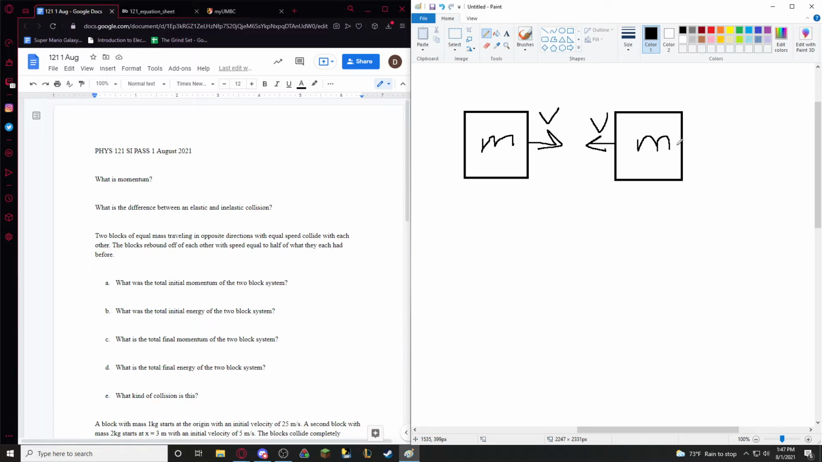Energy isn't a vector quantity. Even if the velocity was negative, it would turn positive with the square. So the total kinetic energy has to be the kinetic energies of both blocks added to each other. So essentially, it's half mv squared for the first one, and half mv squared for the second, and they add together to equal 1 mv squared. So momentum is equal to 0, energy is equal to mv squared.